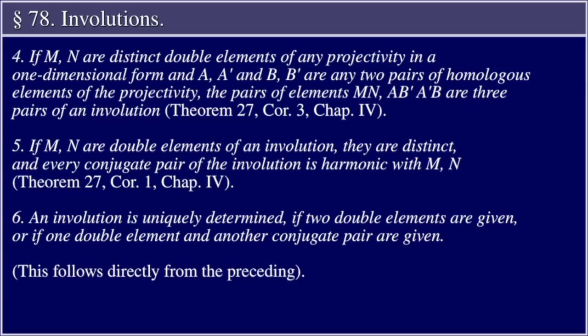5. If M, N are double elements of an involution, they are distinct, and every conjugate pair of the involution is harmonic with M, N. Theorem 27, Corollary 1, Chapter 4. 6. An involution is uniquely determined if two double elements are given, or if one double element and another conjugate pair are given. This follows directly from the preceding.